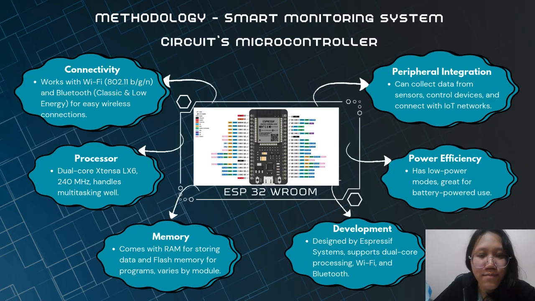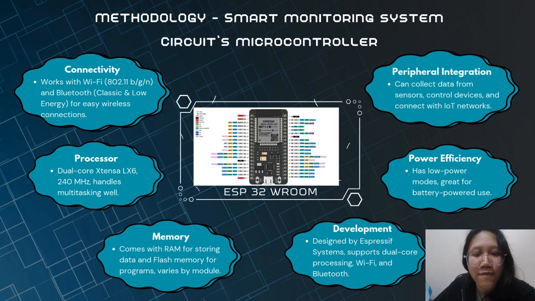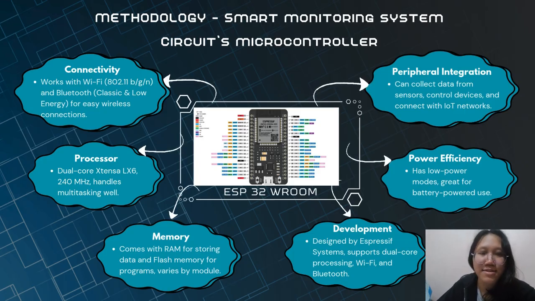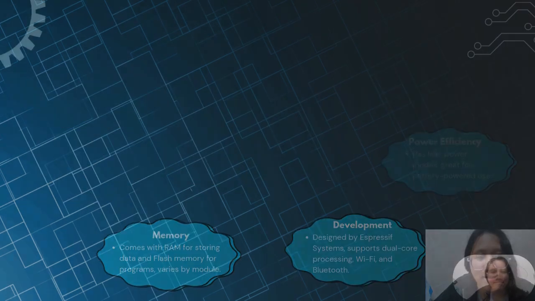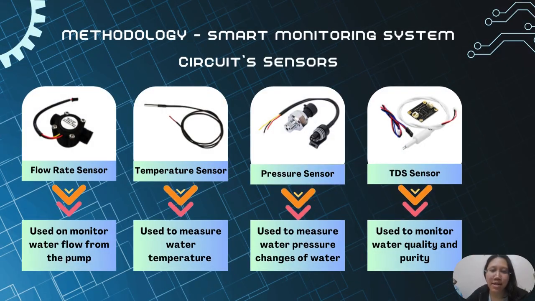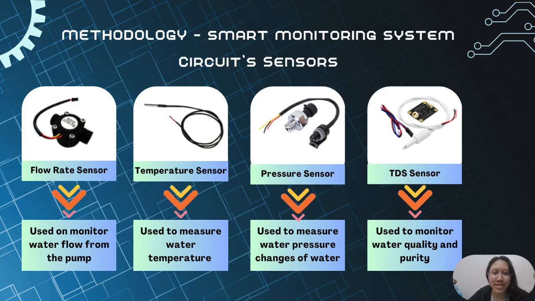From these features, we can see that the ESP32 is a powerful, energy-efficient microcontroller with excellent connectivity and multitasking capability. This makes it ideal for IoT-based applications like our smart monitoring system. Now I will explain the sensors that we use in this smart monitoring system. The sensors that we use are the flow rate sensor, temperature sensor, pressure sensor, and TDS sensor. The function of each sensor is shown on the slide.